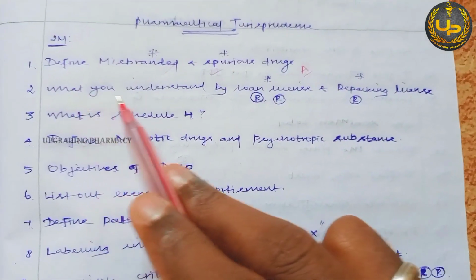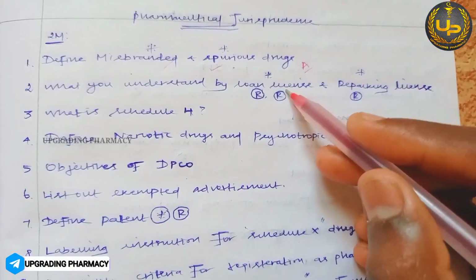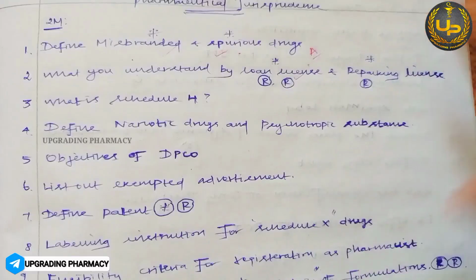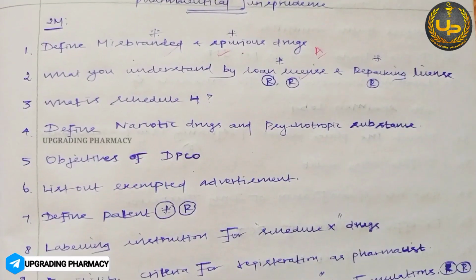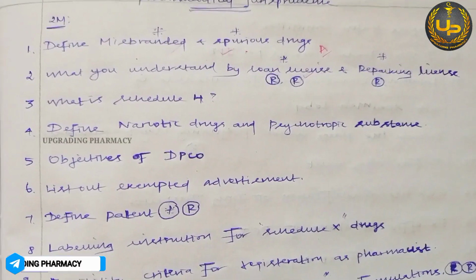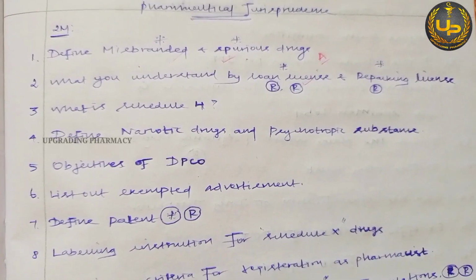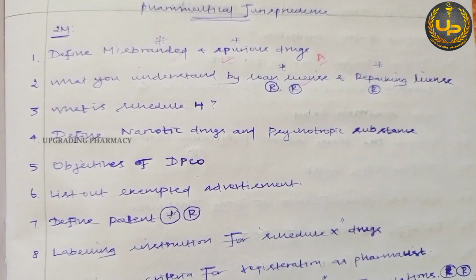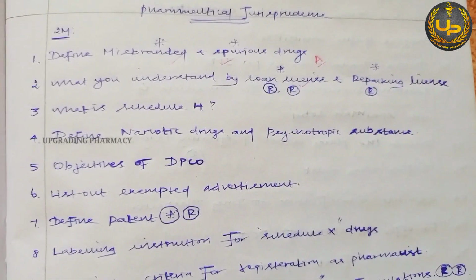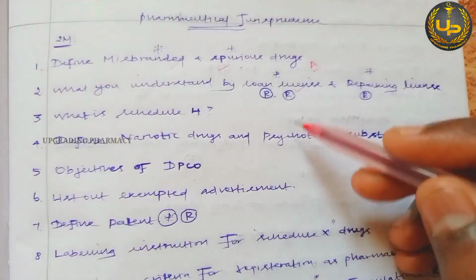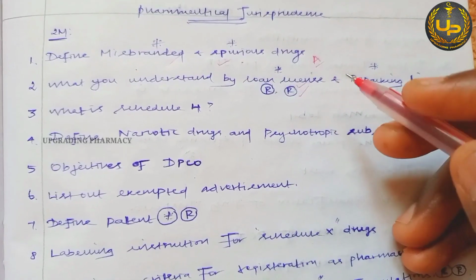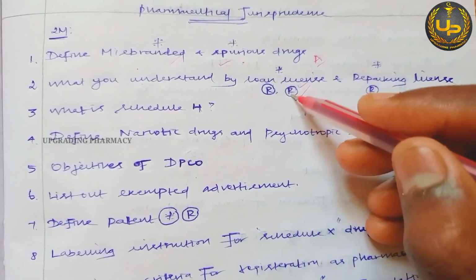Next, what do you understand by loan license? If you do not have the facilities for manufacturing tablets or other medicines, but you have the money, you can utilize the manufacturing facilities of another industry, then you can go for a loan license. That is loan license. This is also one of the repeated as well as important questions. R denotes repeated.